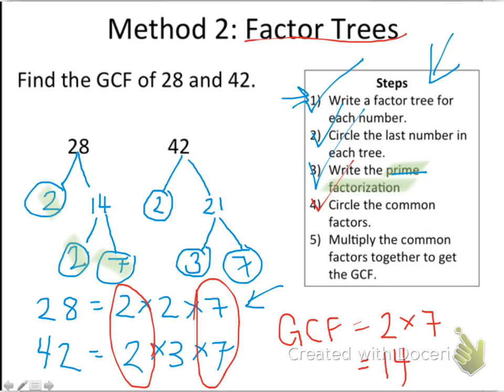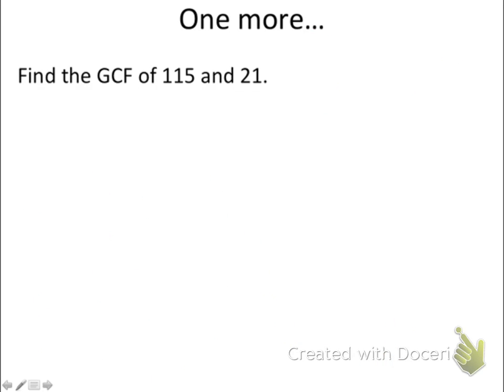You can pause or rewind and go back and watch it again if you need to. If not, we're going to do another example. Finding the GCF of 115 and 21. There isn't space for this on your guided note, so somewhere in your notebook, I need you to write this down. Take a second, pause the video, try and solve it on your own. Try and find the GCF of 115 and 21 using whichever method you prefer. I'm going to do it now, right here. So, 115 and 21. I'm going to use the method we just went over.